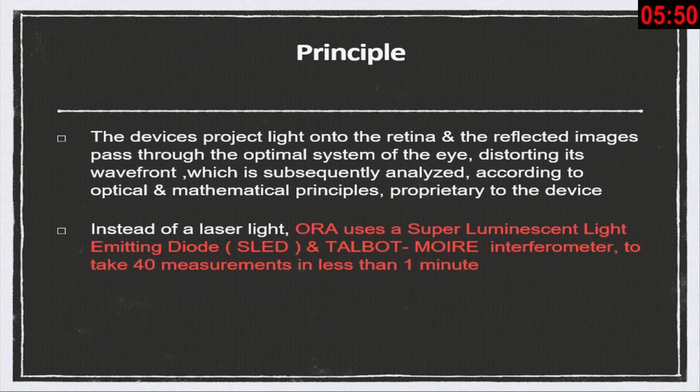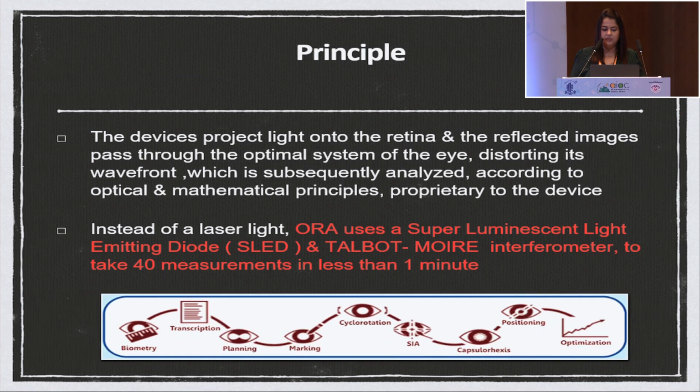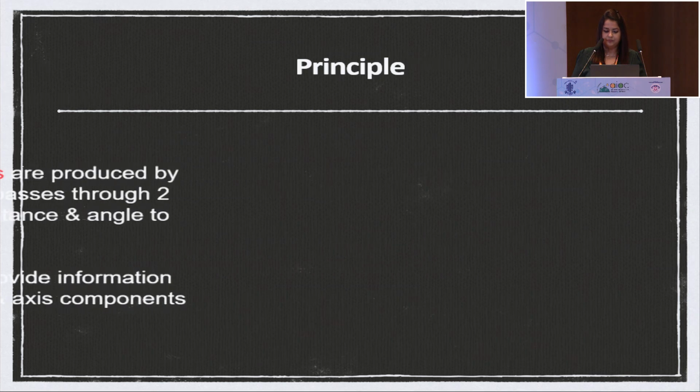Coming to its principle, the device projects light onto the retina and the reflected images pass through the optical system of the eye, distorting its wavefront, which is subsequently analyzed according to optical and mathematical principles proprietary to the device. Instead of a laser light, Aura uses a superluminescent light emitting diode, that is SLED, and Talbot-Moiré interferometer to take 40 measurements in less than 1 minute.